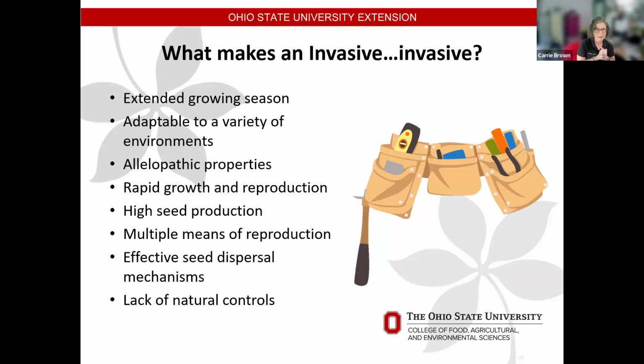The mechanisms that keep the species in check in its native range aren't present in the areas in which it's introduced and established. And because those checks and balances aren't present, that's part of what allows it to have this growth that allows it to outcompete some of the native plants that do have those natural controls in check.